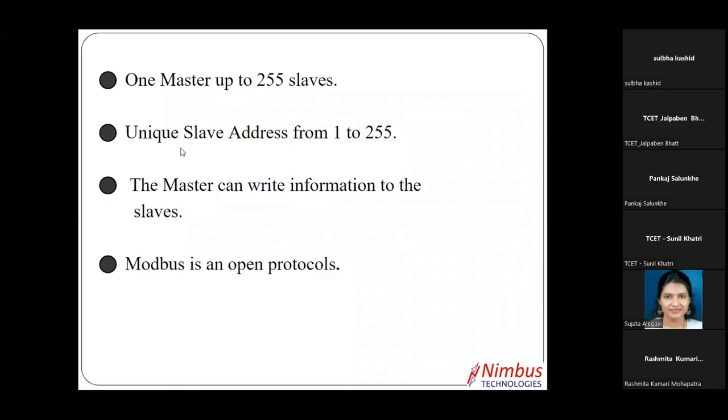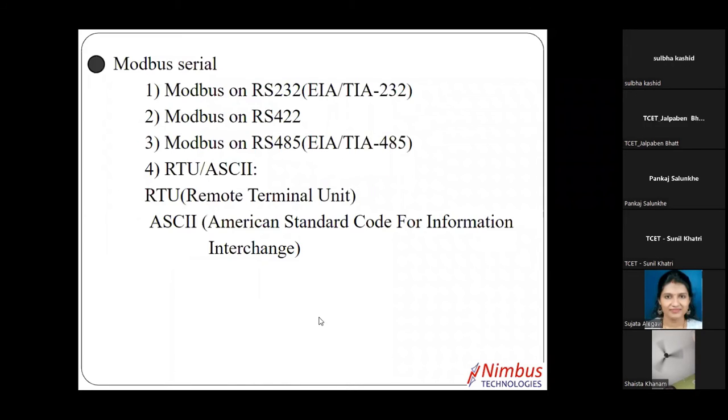Each and every connected slave has a unique slave ID. Third, the master can write information to the slave, or it can send a request to the slave, and then the slave responds to that request. And Modbus is an open protocol. There are a number of sub-protocols of Modbus defined: Modbus on 232, Modbus on 422, Modbus on 485.